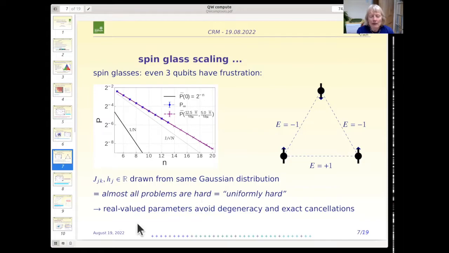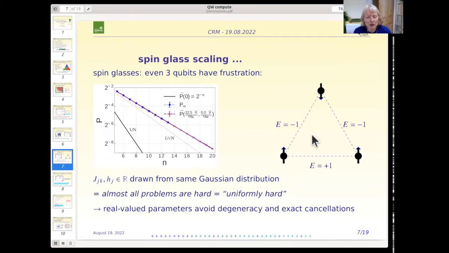values. What it means to have these random values for the parameters is that you're avoiding degeneracy and exact cancellations when you're looking at these energies. So I drew this with none of these parameters in here, but in practice, each of these energies here will be multiplied by one of these randomly drawn parameters. So that might be minus 0.763 times minus 1, for example. And then you'll find that this sum here is not going to match the sums for any other 3. So you don't get cancellations.